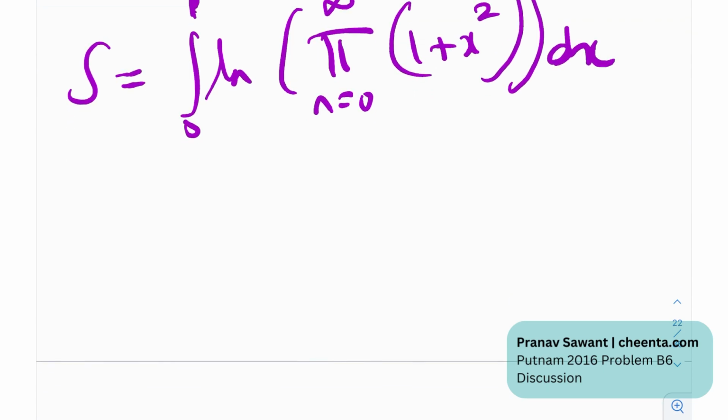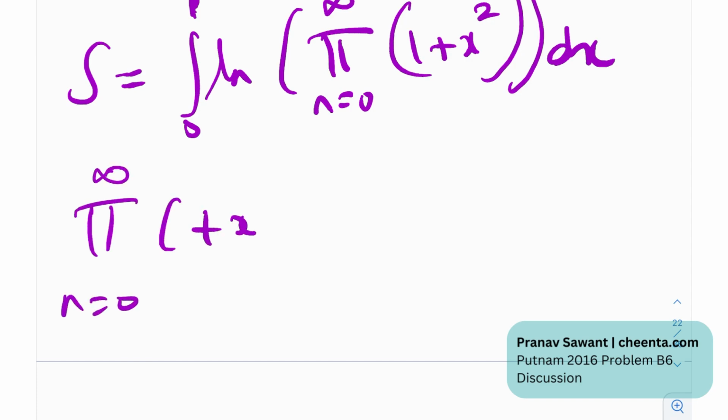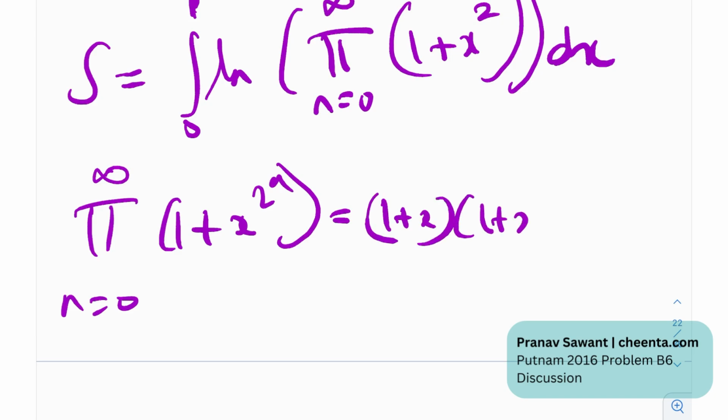Once I open this, I'll demonstrate it. What is the product from n equal to 0 to infinity of 1 plus x to the power 2 to the power n? Plugging in n equal to 0, I get 1 plus x. For n equal to 1, I get 1 plus x squared. For n equal to 2, I get 1 plus x to the power 4, and so on. The multiplication is the capital pi symbol. The sigma is the summation, and this capital pi is basically multiplication.